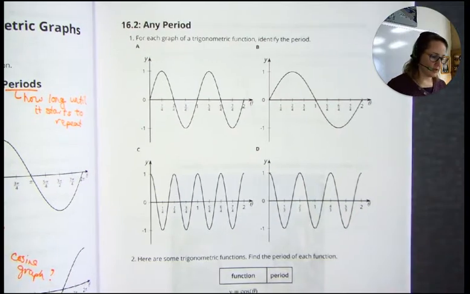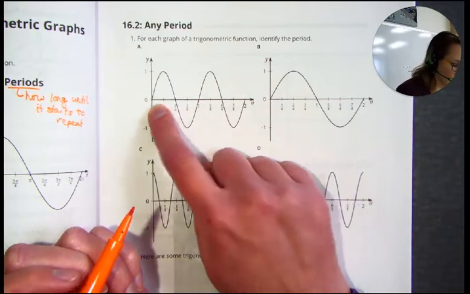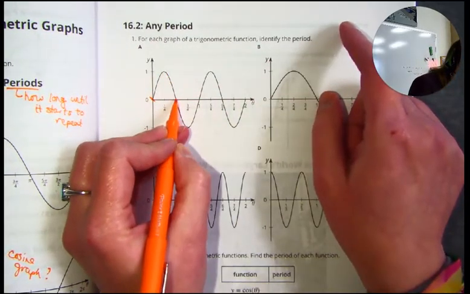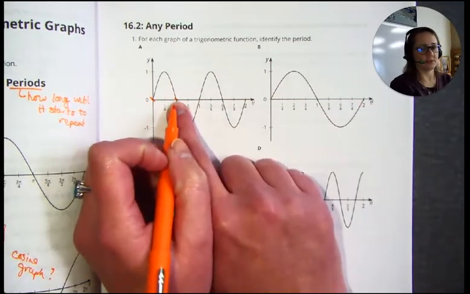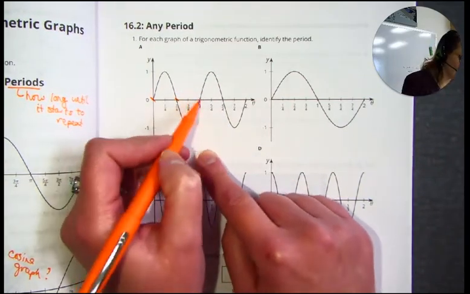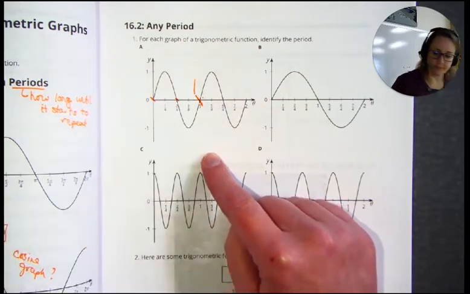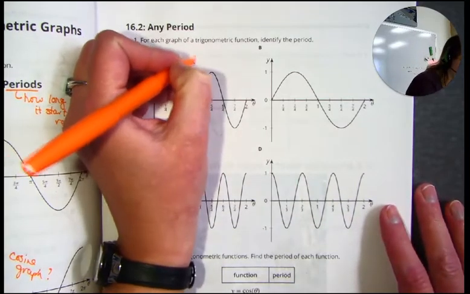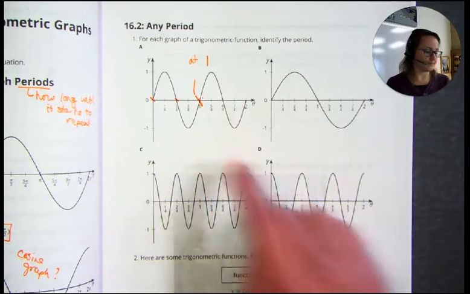This is going to go pretty quickly because it's just however long it takes until the graph starts to repeat. So this one starts at 0, 0 and continues here. Now you might be saying, well, it hits 0 at this point, but the graph hasn't started to repeat after that. It doesn't go back up again. It continues downward. So the full wave doesn't repeat until right here. And that is happening at 1. So this has a period of 1.